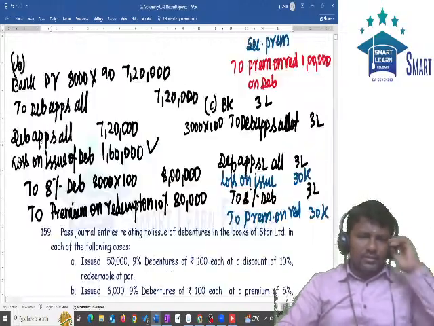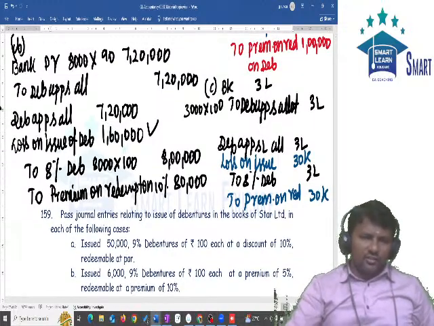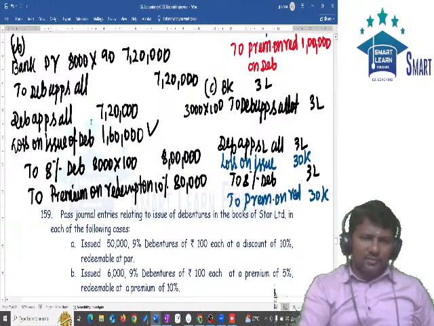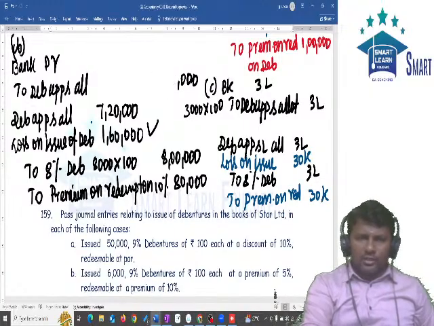So since the entries and all are the same, I need to change the amount alone. So I am using the same previous question or answer, I will use it as it is. So only the amount will change.